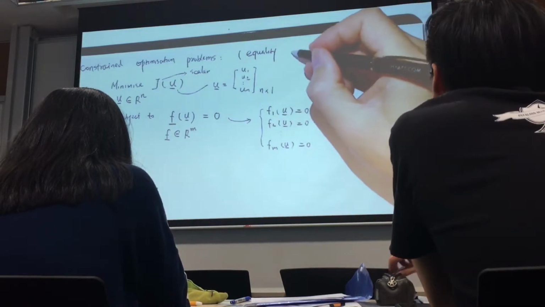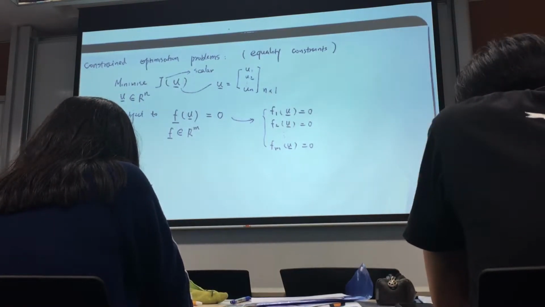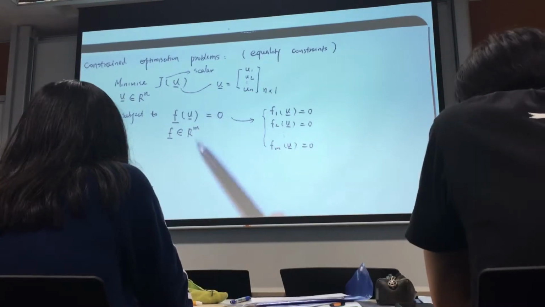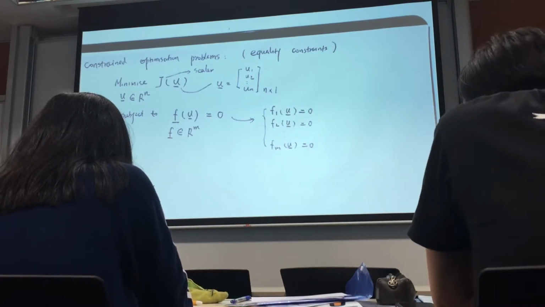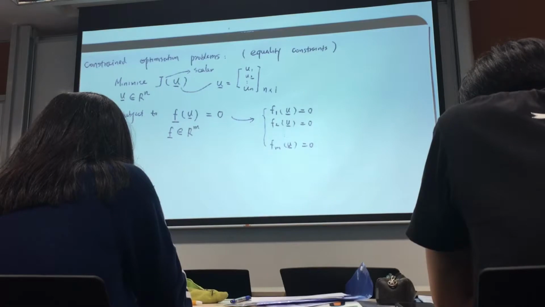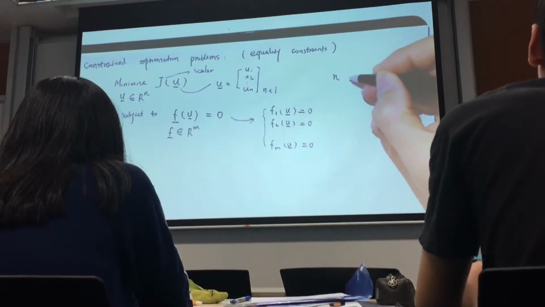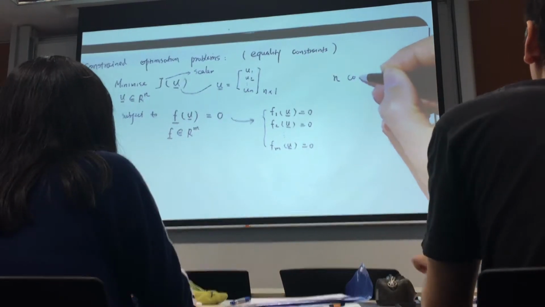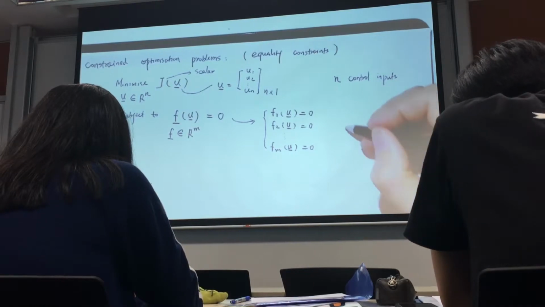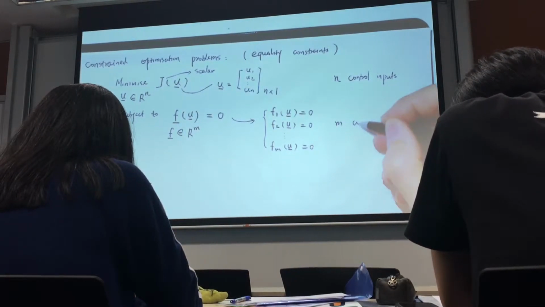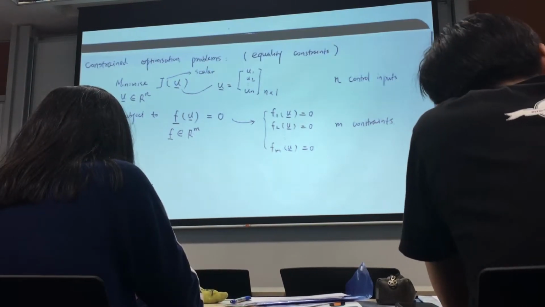It's the equality constraints. Later we will discuss another set of problems with inequality constraints. From here we have n control inputs and we have m constraints.